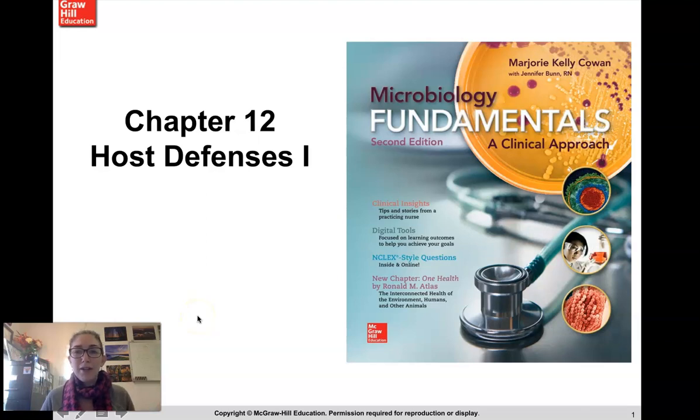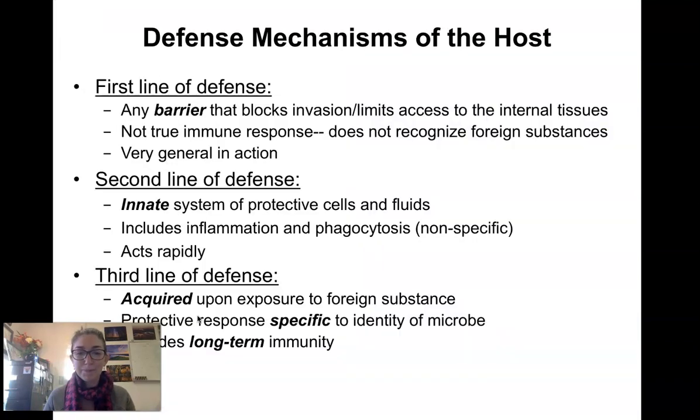So Chapter 12 is the first chapter about the immune system. Our immune system is really large and complex. You'll notice the subtitle is Host Defenses Part 1. So there's actually going to be a couple of chapters to get through all of the immune system.